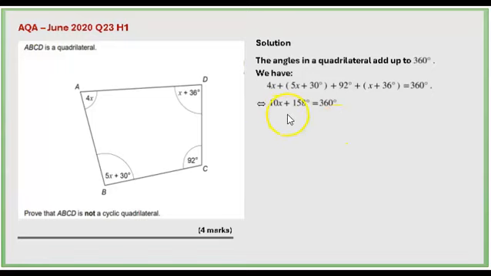Now, if you do the calculation and collect like terms here, you get 10x plus 158 equal to 360. And then we move 158 to the other side by changing the sign. So we find 10x is 202 degrees. So the value of x is equal to 20.2 degrees.